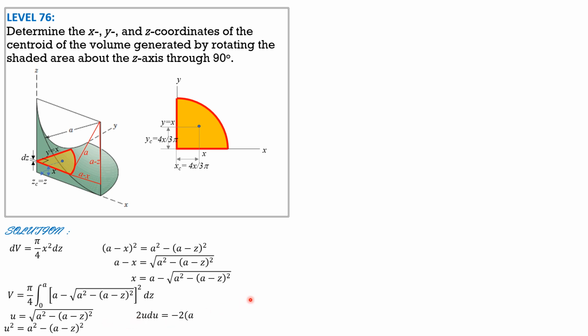So 2u du is negative 2 quantity a minus z raised to 1 times negative dz, the differential of this equation. Simplifying, u du equals a minus z dz. So from this equation, a minus z is the square root of a squared minus u squared.